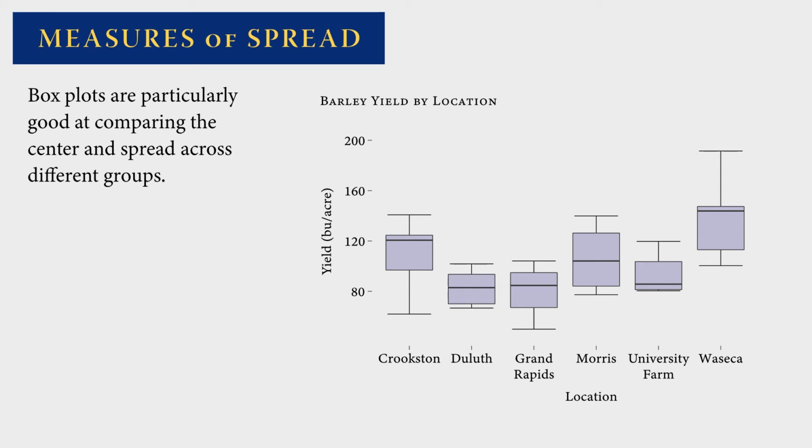The box plot is really about comparing the center and spread of different groups. Like we can see from this plot that Waseca had the highest mean and maximum, so they're getting the best yields. Duluth and University Farm have smaller boxes and whiskers, so they have less spread. The yields in those places are more tightly clustered around the medians.